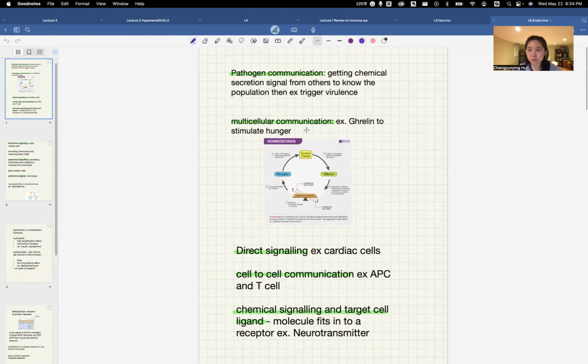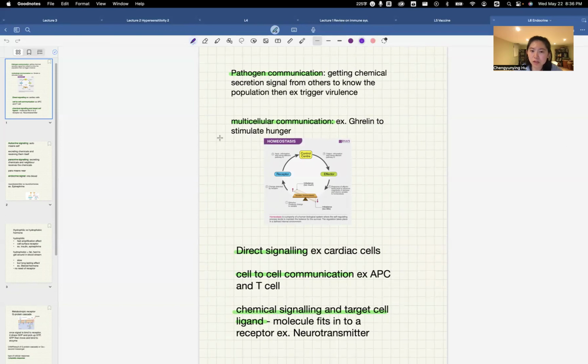Okay, different communications. Pathogen communication: pathogens secrete chemicals to detect the surrounding population. When they have a large population, they will produce toxin together, which harms the object effectively.